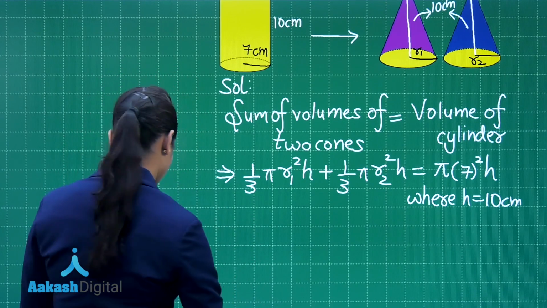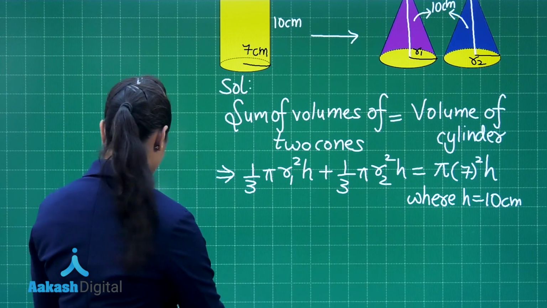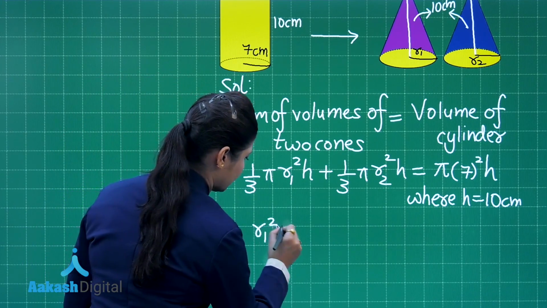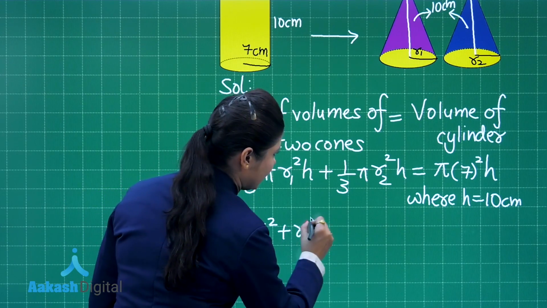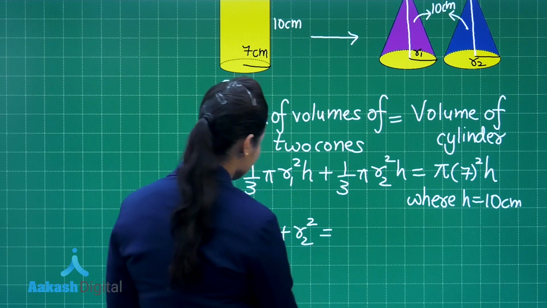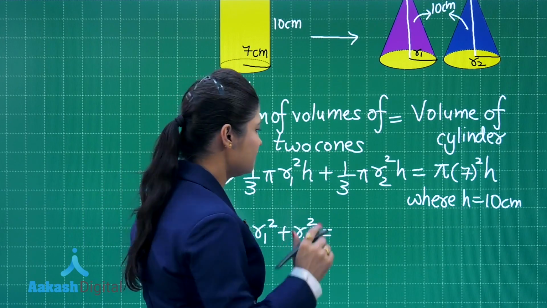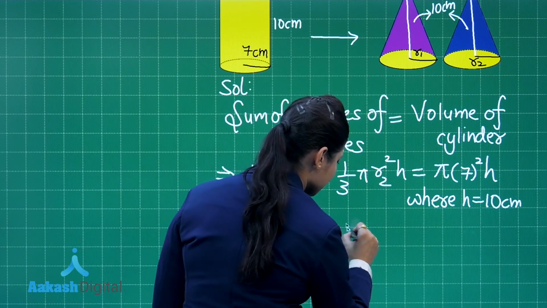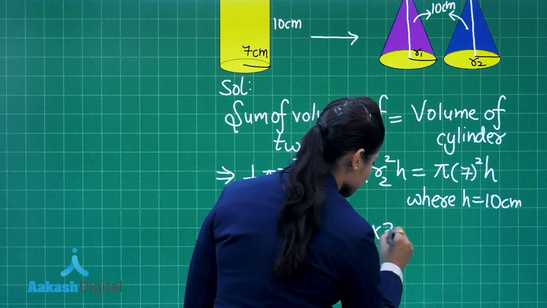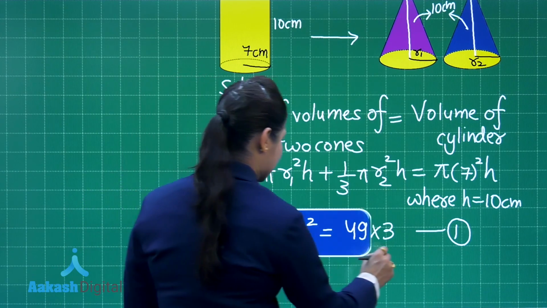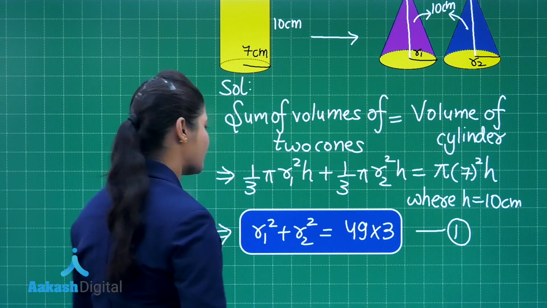So, in this case further you will obtain through this that r1 square plus r2 square is equal to, because pi and h both get cancelled, 3 gets transposed to this side resulting here 7 square, 49 into 3. Let us take it to be equation number 1. So, we have obtained this relationship between R1 and R2.